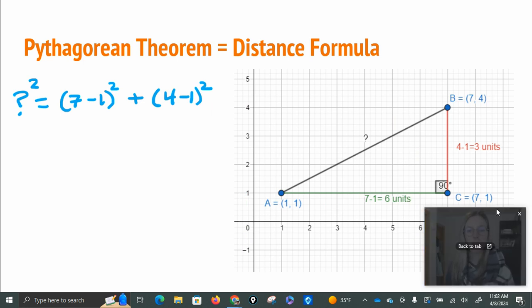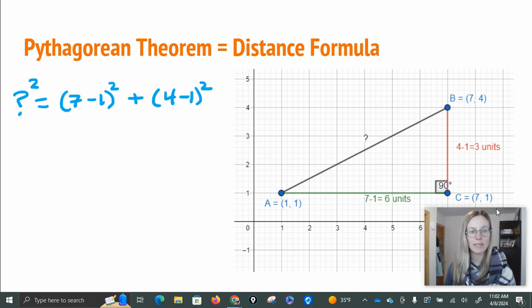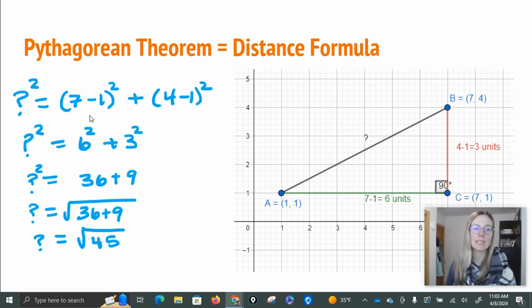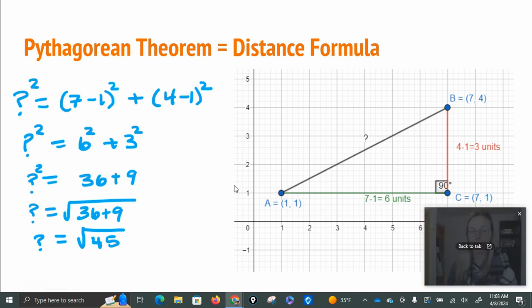So once I know the two side lengths, I'm able to plug that into my distance formula. So I have some unknown. That's my hypotenuse. Almost said hypothesis. My hypotenuse squared equals side length A squared plus side length B squared. Now, of course, we could simplify that to, instead of 7 minus 1, we're going to simplify that to a 6. Instead of 4 minus 1, we're going to simplify that to a 3. And I'm following my order of operations that we all know to be able to solve for that distance from A to B, which we now know is the square root of 45.